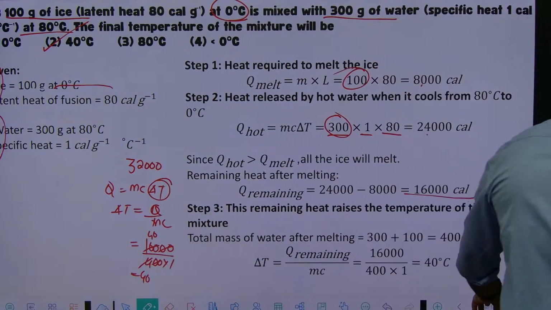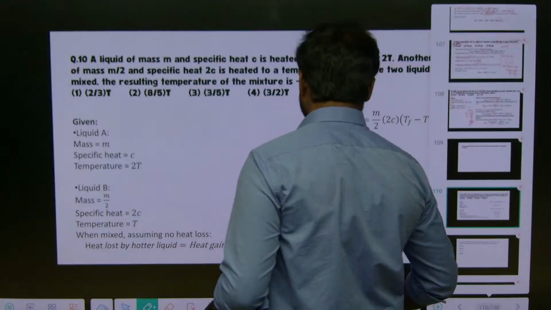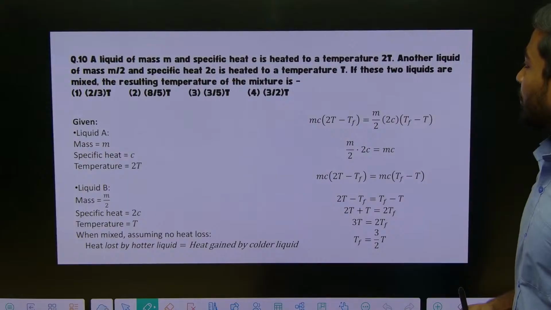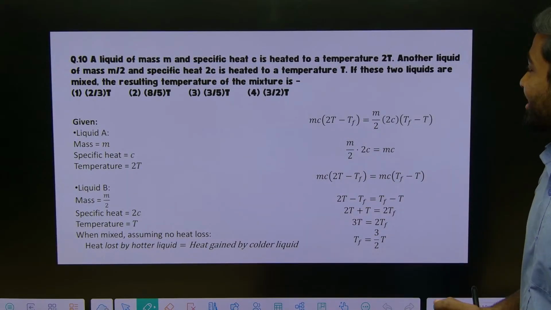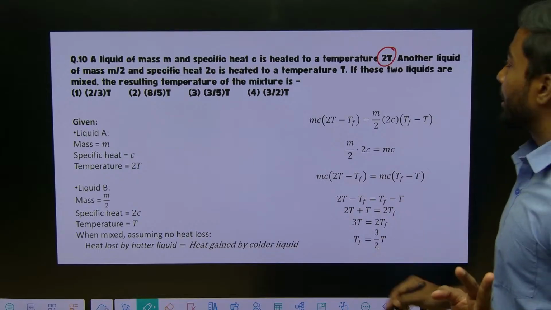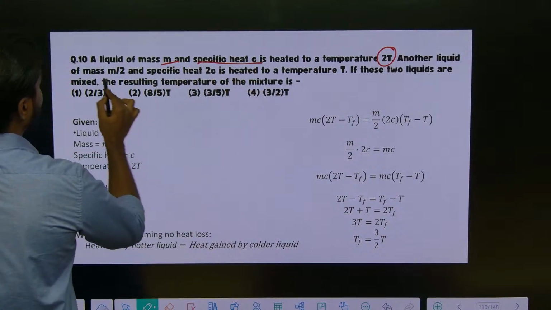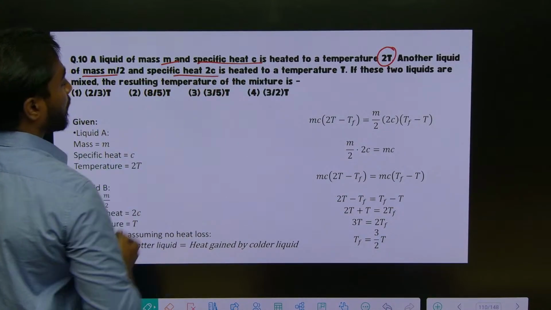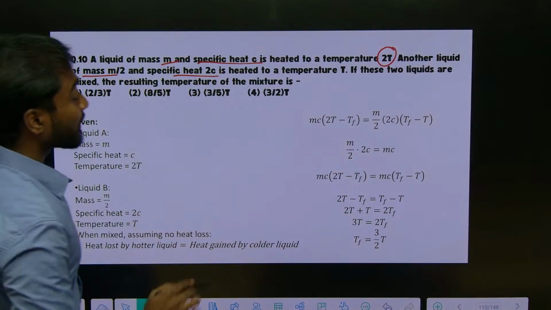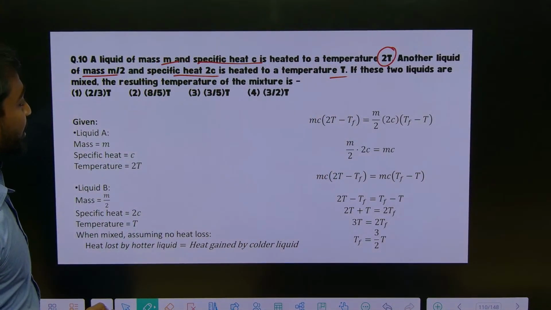Yes. So the next question we will see. A liquid of mass M and specific heat C is heated to a temperature 2T. Another liquid of mass M by 2 and specific heat 2C is heated to a temperature T. Here the mass is M and specific heat is C they have given, and here M by 2 and specific heat is 2C. If these two liquids are mixed, the resulting temperature.